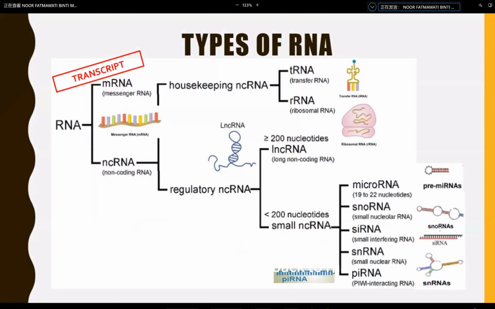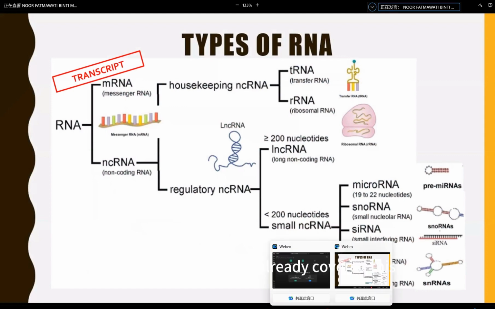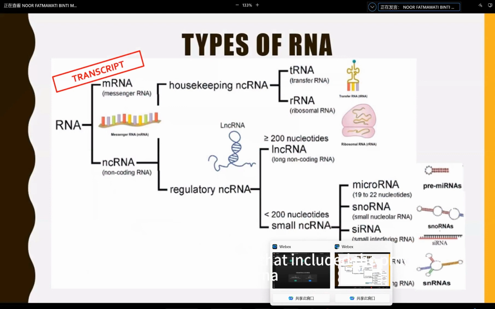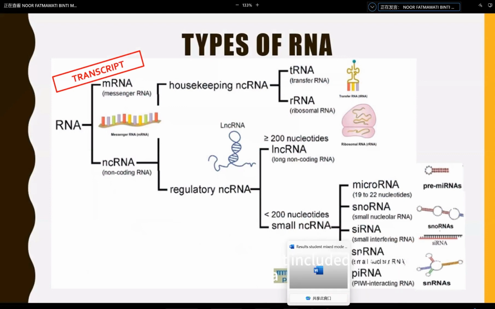So coming back to RNA, I think Dr. Eugene already covered this. There are plenty of types of RNA. You have mRNA as the main messenger RNA that encodes the protein.